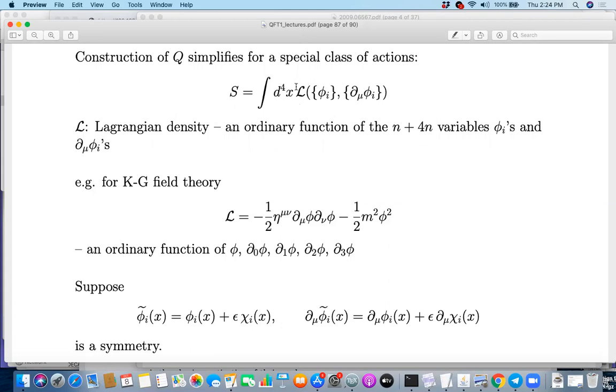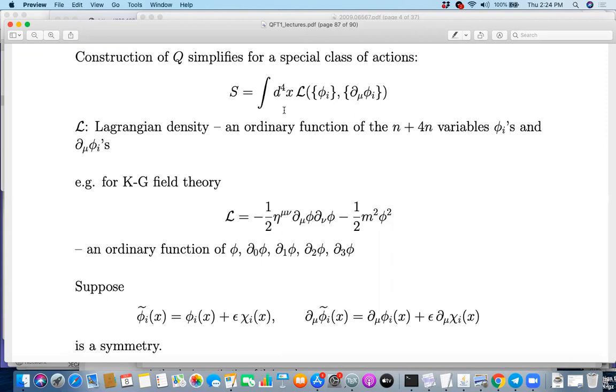So this L is an ordinary function. S is a functional, right? To know S, you need to know the whole function, the phi i's. But this L is an ordinary function of its arguments. So what are the arguments? Phi I and the derivatives of phi I. So it's an ordinary function of how many variables? It's the n phi i's, and then there are 4n derivatives, because each of the n phi i's can have 4 different derivatives, time and the 3 space derivatives. So it's an ordinary function of n plus 4n variables.